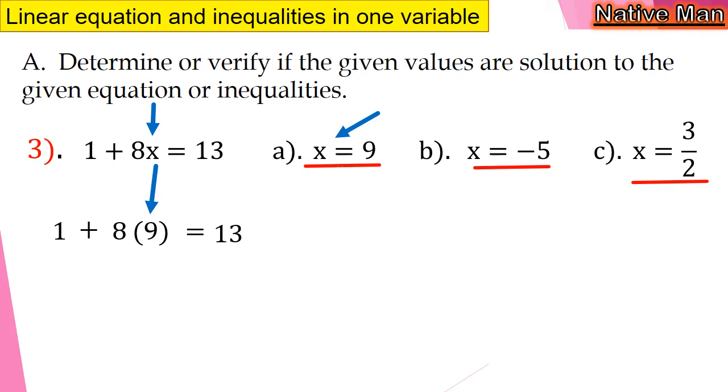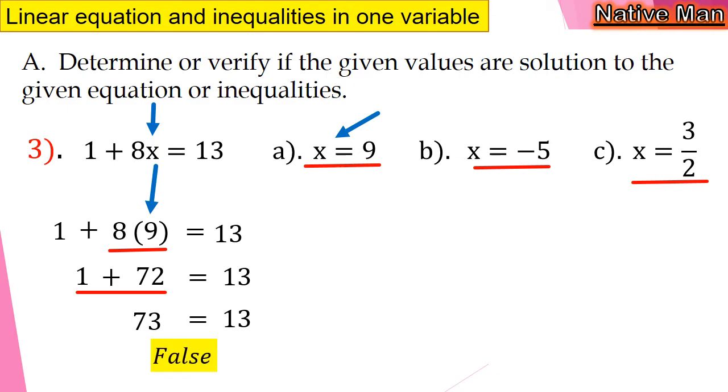So, kung ano po yung pattern ng equation, gawin lang po yung gagawin natin. Papalit lang po natin yung value ng variable. Okay? And then simplify. 1 plus 8 times 9. Again, addition and multiplication. Mauuna ang multiplication. So, bring down. 1 plus 8 times 9 multiply is 72. Bring down equal to 13. And then, isang operation na lang po. Plus. So, 1 plus 72 is 73 is equal to 13. Is 73 equal to 13? No, that is false. So, mean to say, yung value ng x na 9 is not a solution.